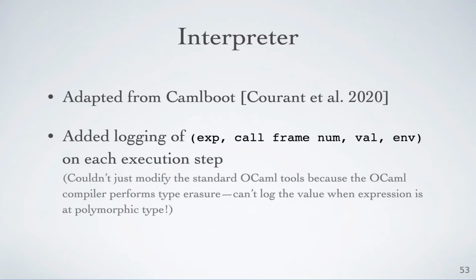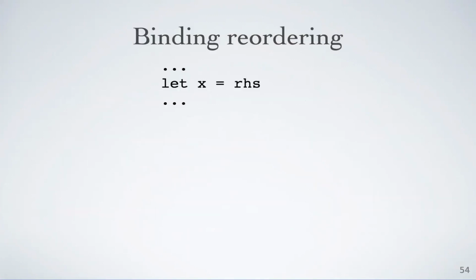And we couldn't modify the standard OCaml tools. OCaml does have an interpreter, but it performs type erasure, and you can't inspect a value when you're at a polymorphic type, which is a problem for our setting, because your functions start out untyped, and we want to still show the value. Right. For reordering bindings, this is the algorithm we follow.